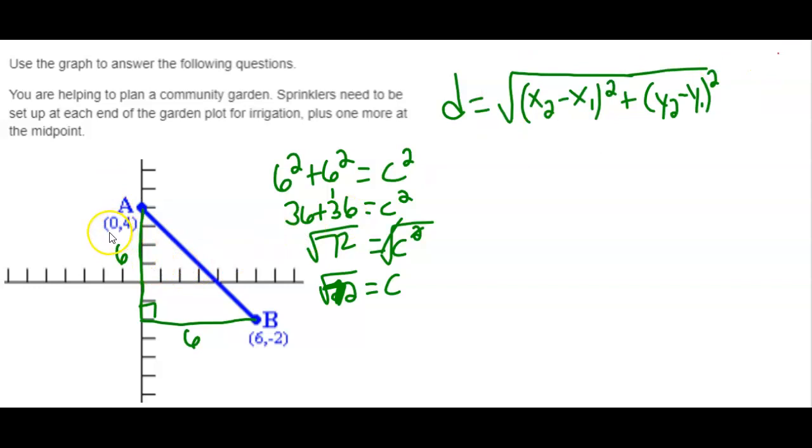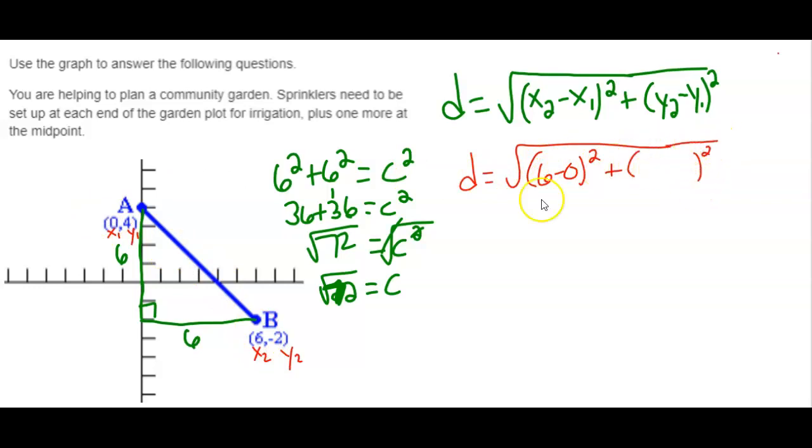In the distance formula, you need to label your ordered pairs. So every ordered pair is x, then y, x, then y. It doesn't matter which one you label as the first one, but I'm going to label this as my first ordered pair because it's point A, and I'm going to label this as my second ordered pair because it's point B. And then I'm going to plug things into the formula where they belong. So x2 minus x1 would be 6 minus 0 squared. And then y2 minus y1, my y2 is -2. My y1 is 4.